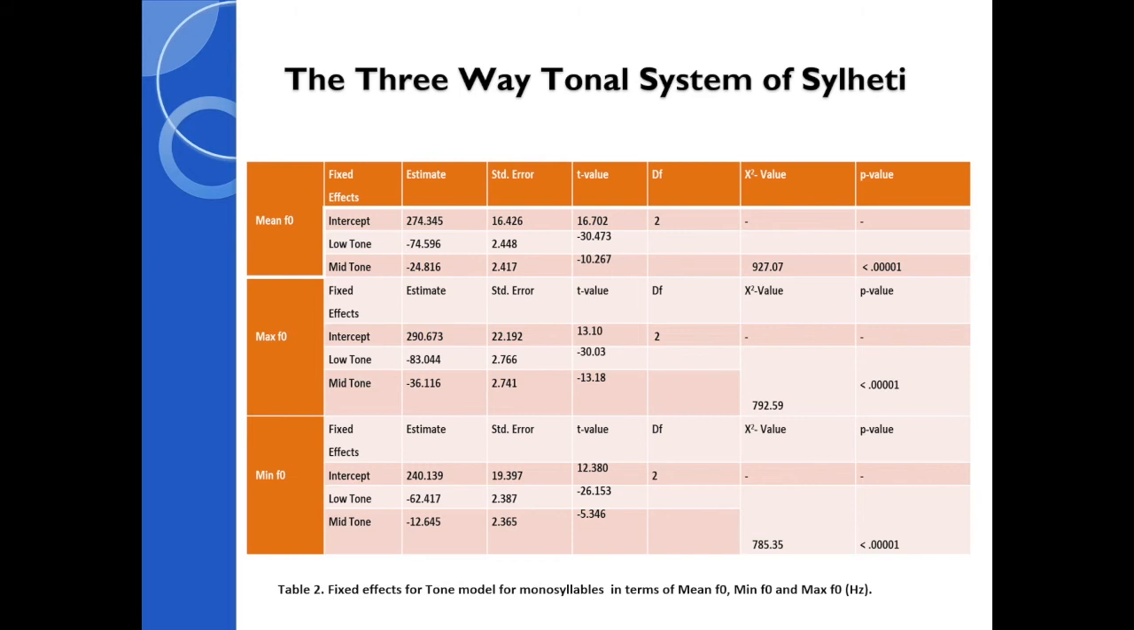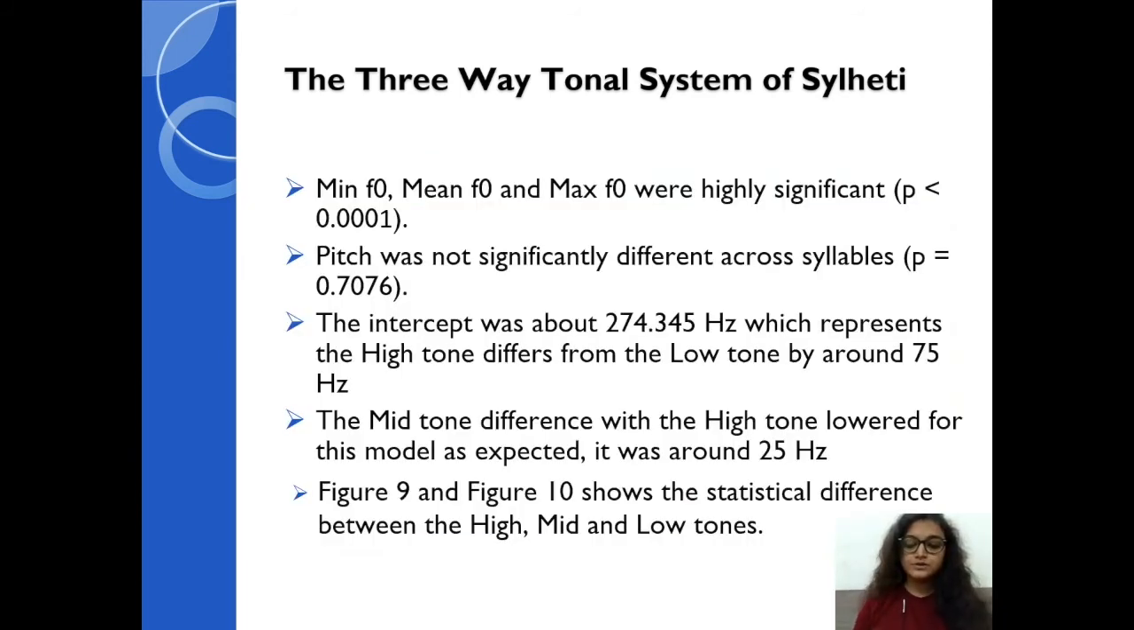We see that we have a very significant chi-square value and p value for all three F0 contrasts for the three tones. We found that pitch was highly contrastive for all the tones. Pitch was not at all significant across syllables. The fixed effect model showed no difference in tone in terms of syllables. So the distinction for the tones across syllables remained the same. Pitch difference across syllables was only about 3 Hz.